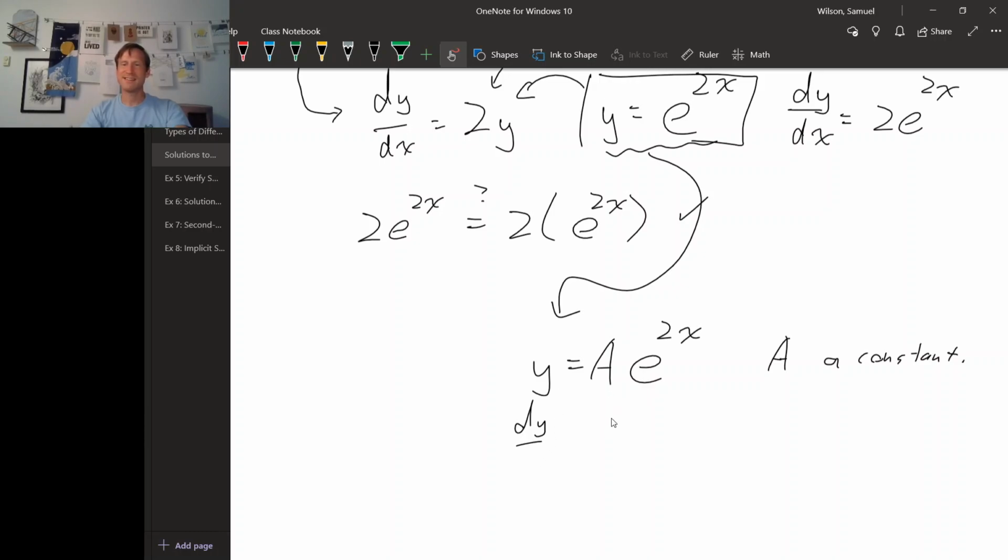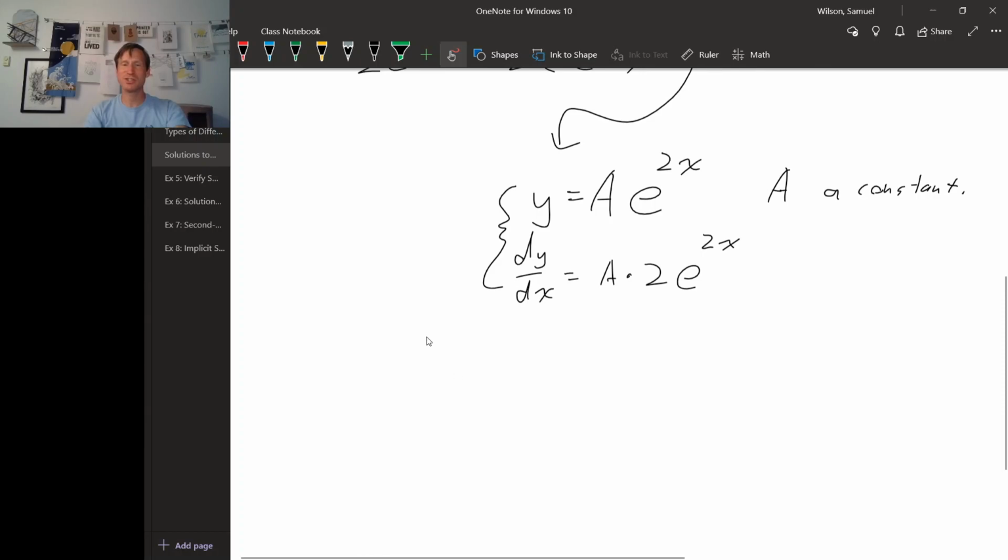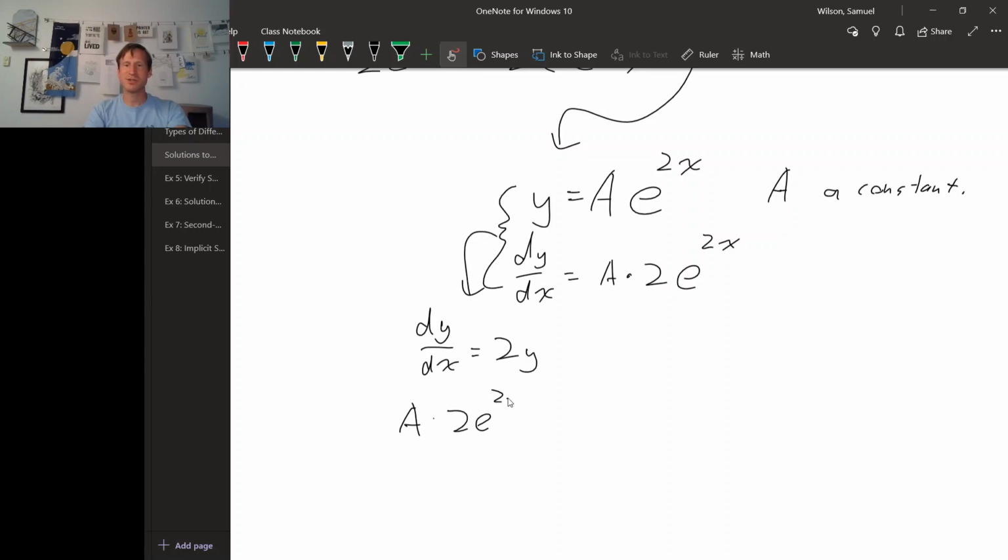If y is A times e to the 2x, dy/dx is A times, and then with the chain rule, we get a 2, e to the 2x. And then we can take these two and plug them into the differential equation. Remember, the differential equation was dy/dx equals 2 times y. So plug these in. We get A times 2e to the 2x.